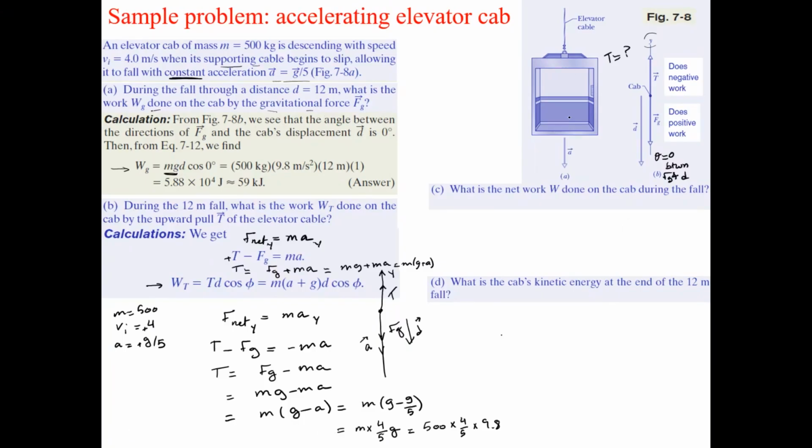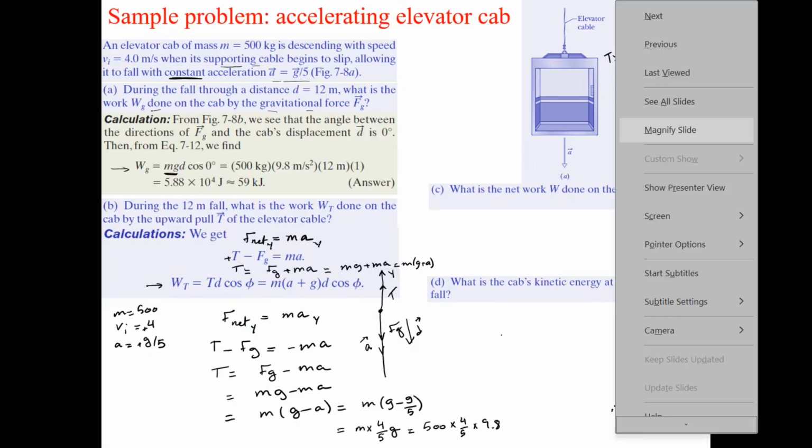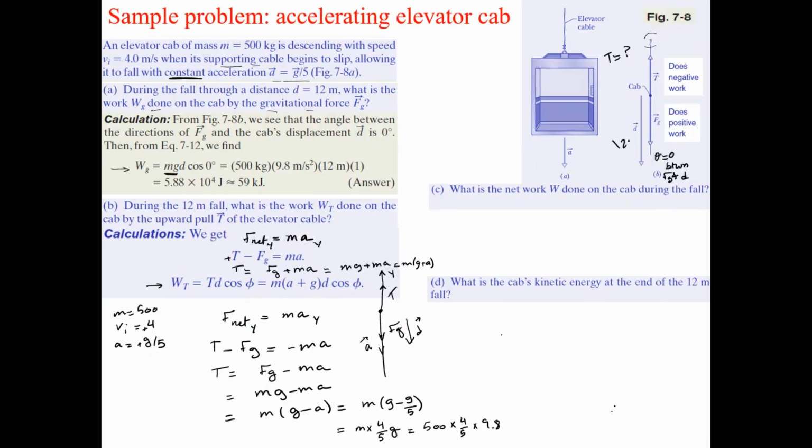So I have this cabin, which is moving downwards. It moved through a distance of 12 meters. D is shown here. We wanted the work done by gravity. Pretty straightforward. I just substituted mgd cosine theta. Gravity is down and d is down, so theta is 0. Perfect. I found the work done by gravity. Quite clear, right?